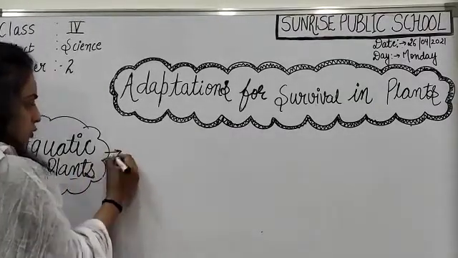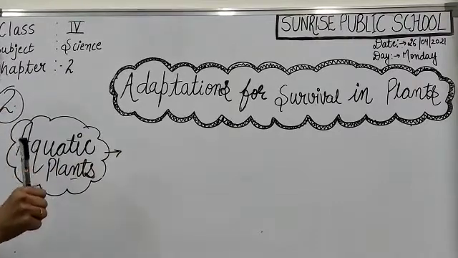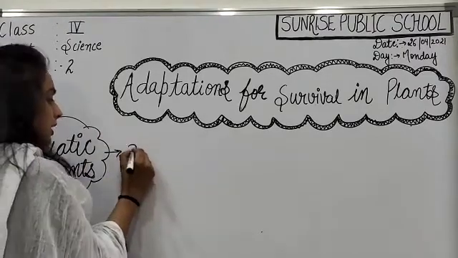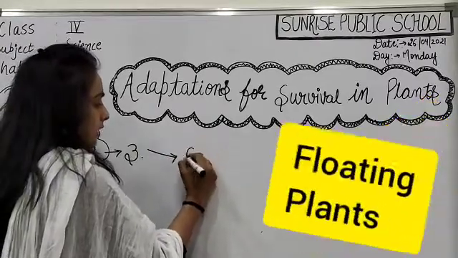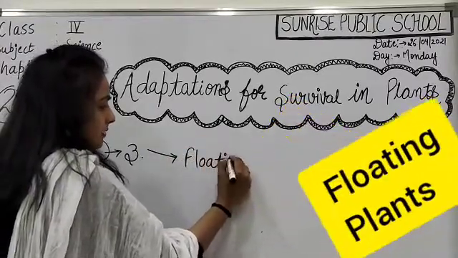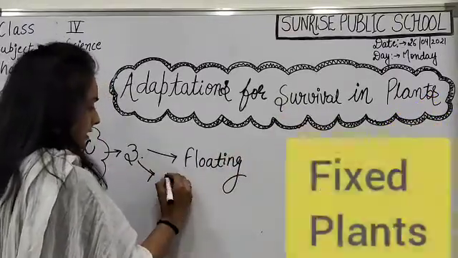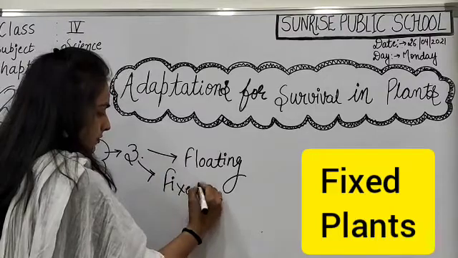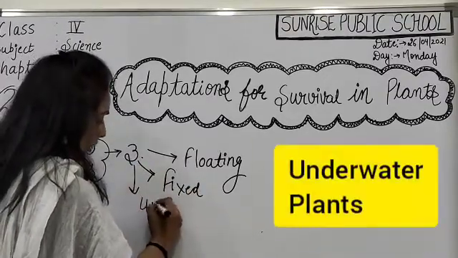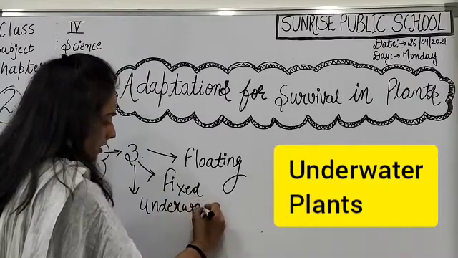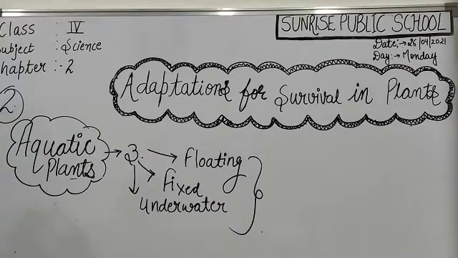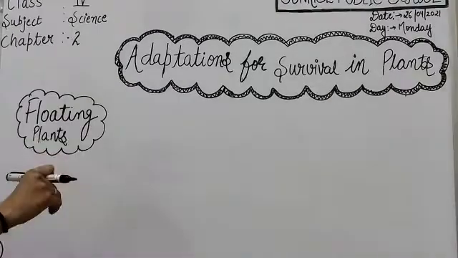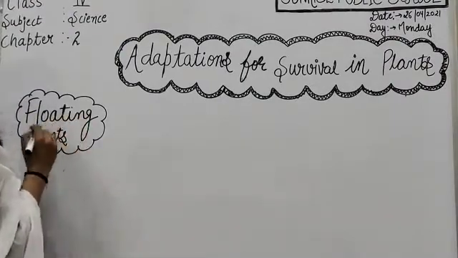Aquatic plants, as I told you, are the plants which grow in the water, and they are divided into three categories. First is floating plants. Second is fixed plants. Third is underwater plants. So these are the three categories into which aquatic plants are divided. Let's discuss floating plants.